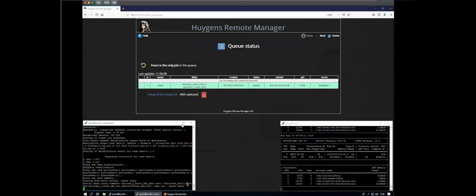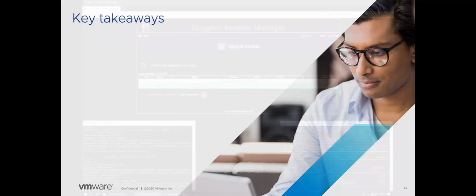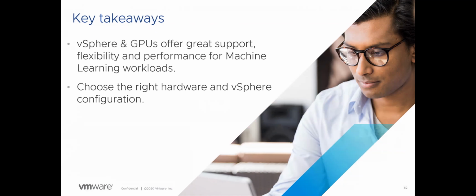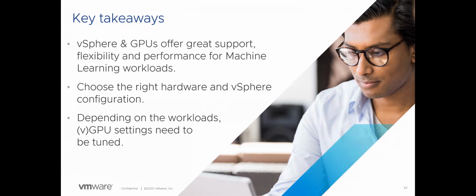Right, so we have some key takeaways. vSphere and GPUs offer great support, flexibility, and performance for machine learning workloads, also for deep learning, obviously. Again, choose the right hardware and also the vSphere configuration, because like Niels showed you, there are a lot of different possibilities, and they also have different use cases. And finally, depending on the type of workload, vGPU settings need to be tuned.